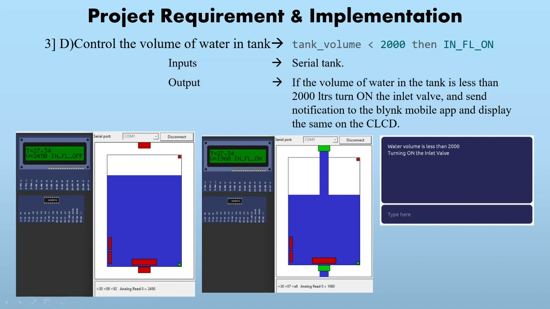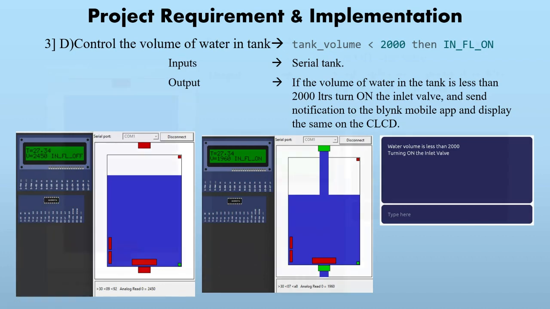Because this is a requirement, we don't want water to go below 2000, so we'll start the inlet valve, and because the flow of water is the same, the volume will be steady at this point. So if the volume reaches below 2000, we will turn the inlet flow on. We can see here the volume is steady and stopped right here. We start the flow, we reach around 2000, and once it reaches 2000, the inlet flow is on, and the same thing is displayed: water volume is less than 2000, turning on the inlet valve in this mobile Blynk IoT app.